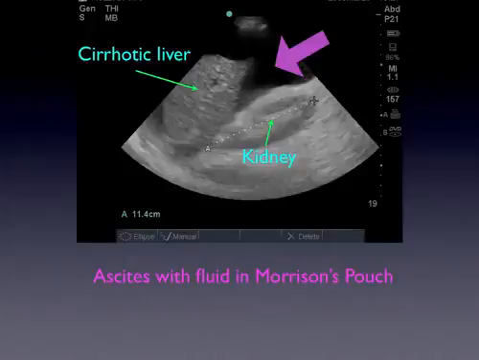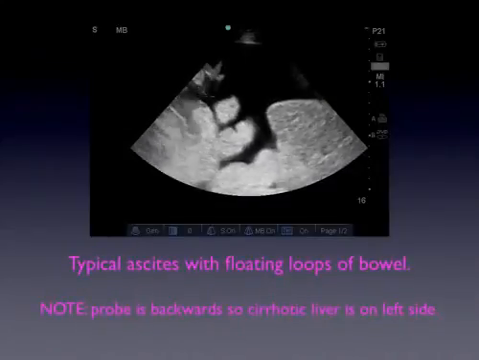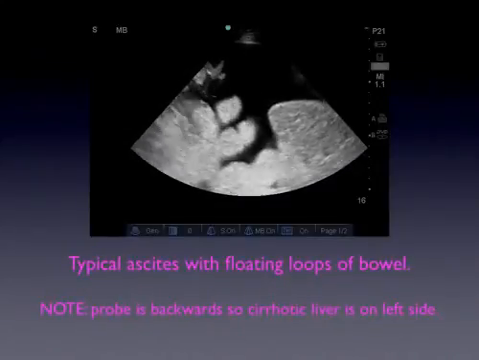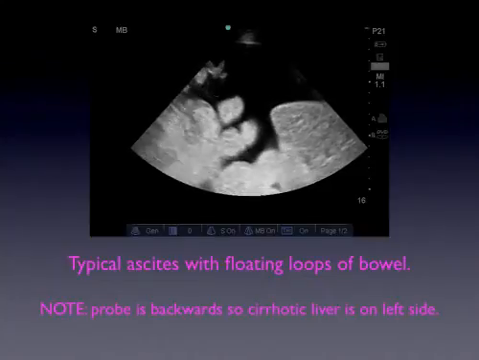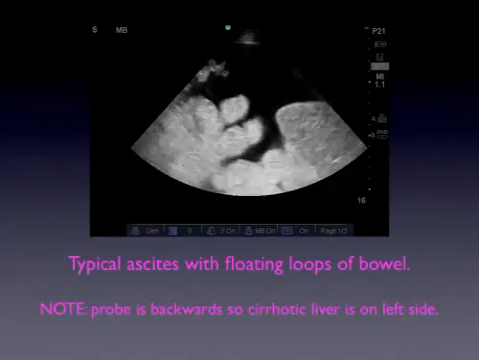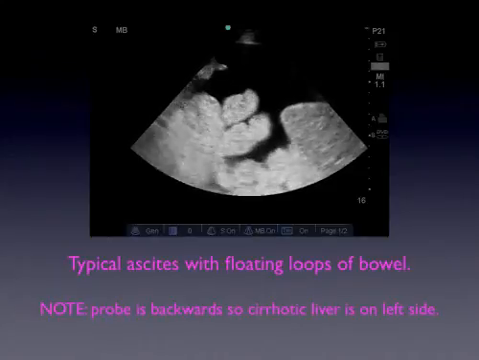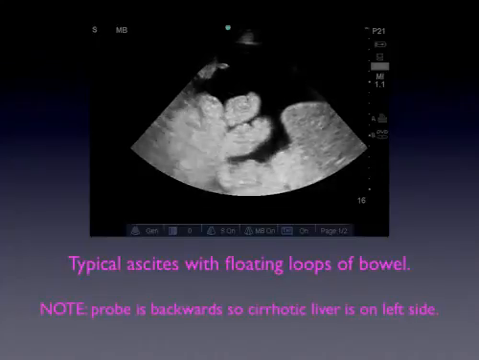This can easily be confused with a spleen if the probe was placed backwards. And in fact, over here, one would think that's a spleen floating freely within the ascites, with bowels floating. However, the probe is backwards in this image, so the cirrhotic liver is actually misplaced. It should be on the right side, and it appears on the left side.